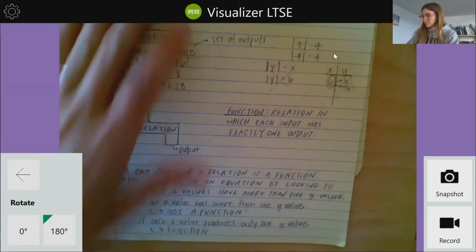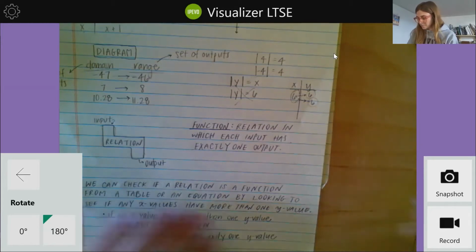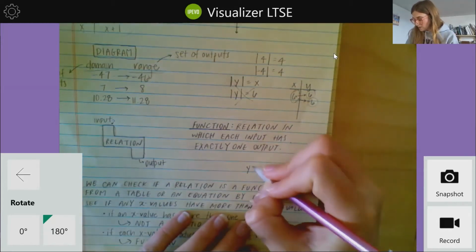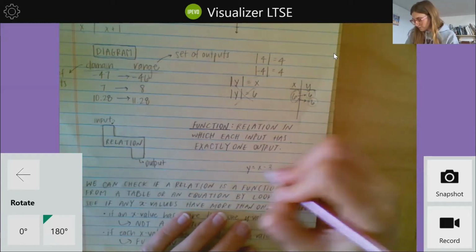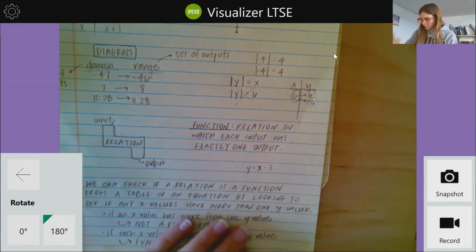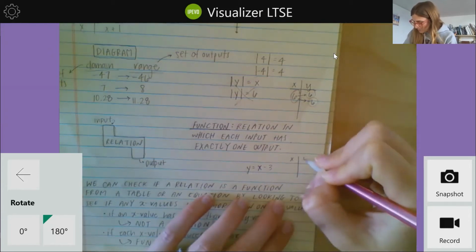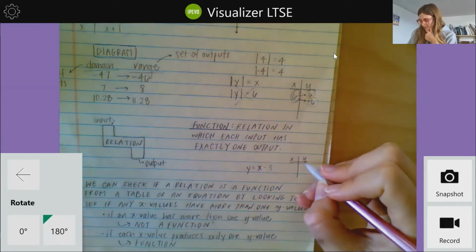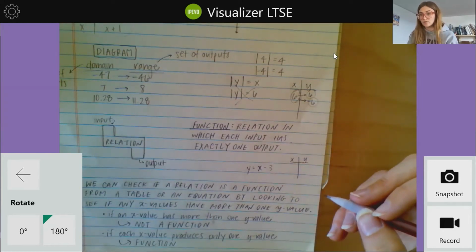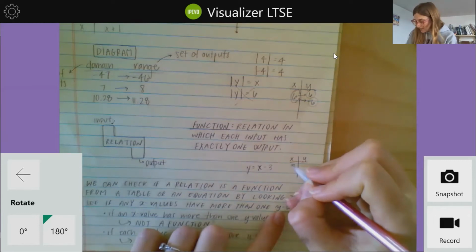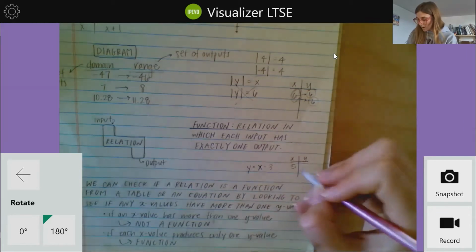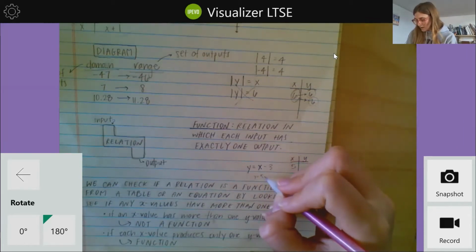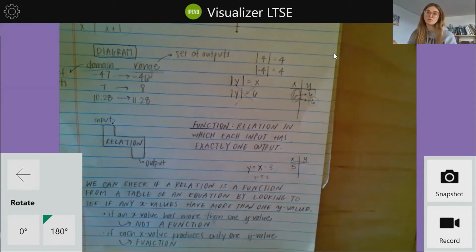So let's use an example again. Let's say we have y equals x minus 3. And again, we can create a little input-output table. Let's just choose a couple values for x. So if I choose 5, and I plug that in here, I would get y equals 5 minus 3. Y would equal 2.